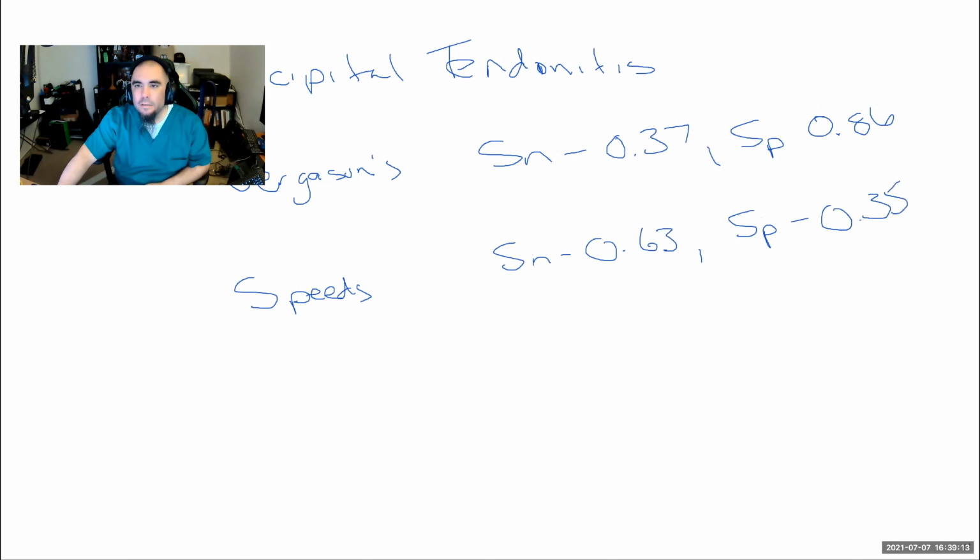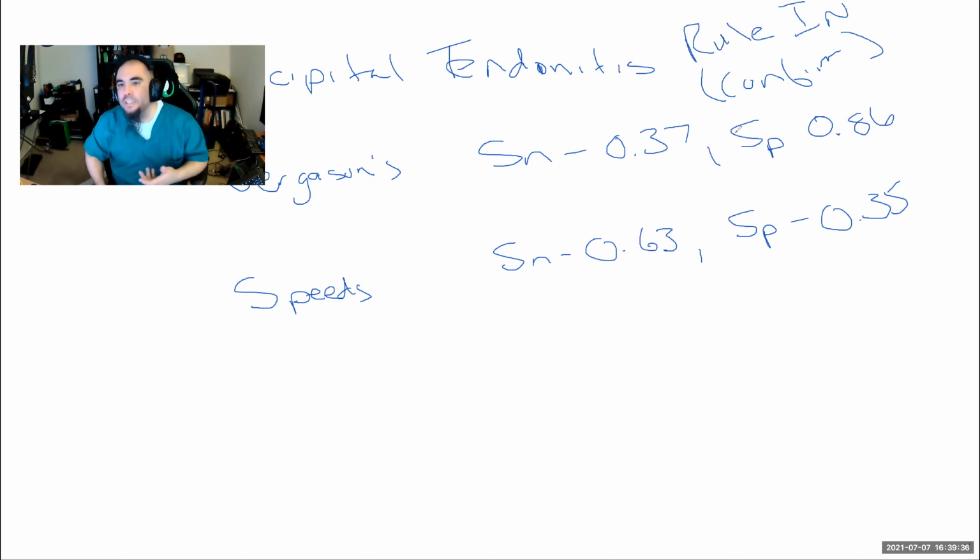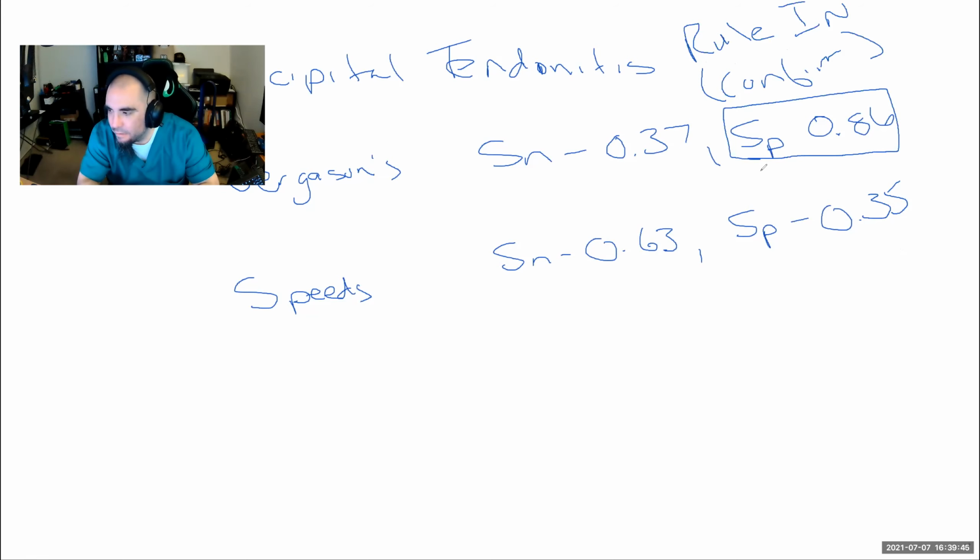All right. So you have your choice here between Yorkson's and Speed's, and you want to rule in, so you want to confirm that a patient has bicipital tendonitis. Good, right? Yorkson's is the better option. It has a high specificity, 0.86. What about Speed's? What would you say about Speed's?